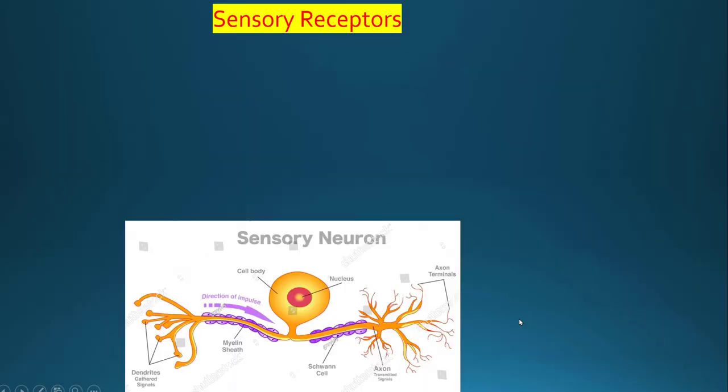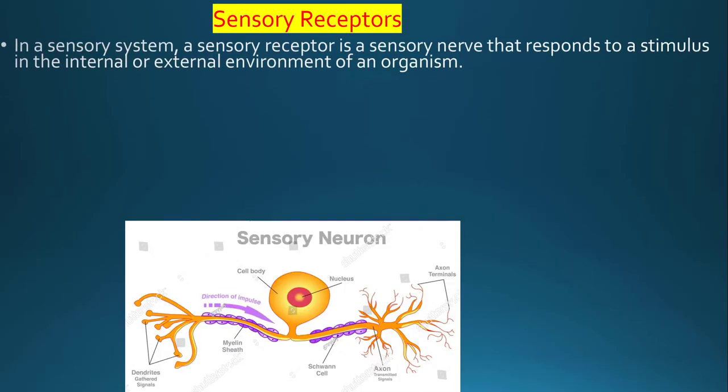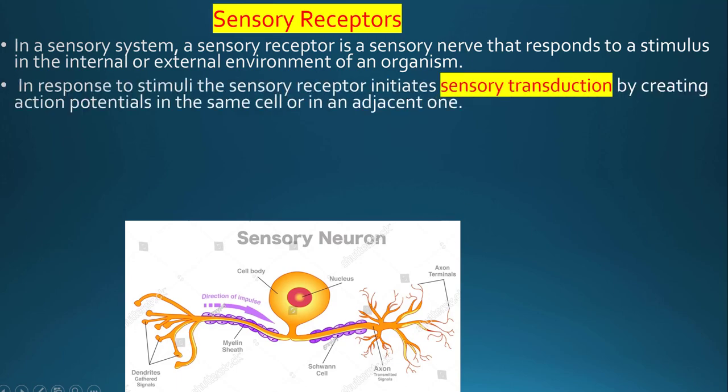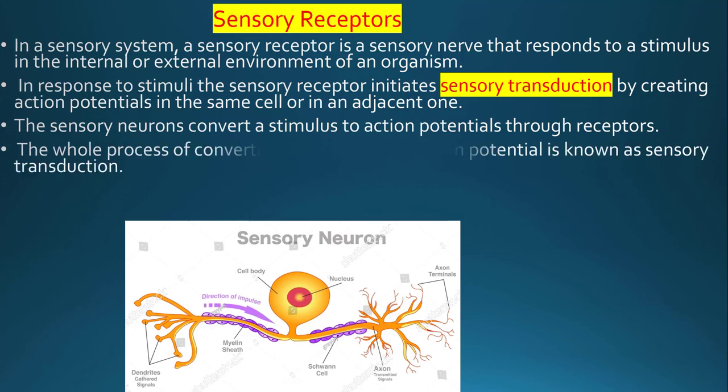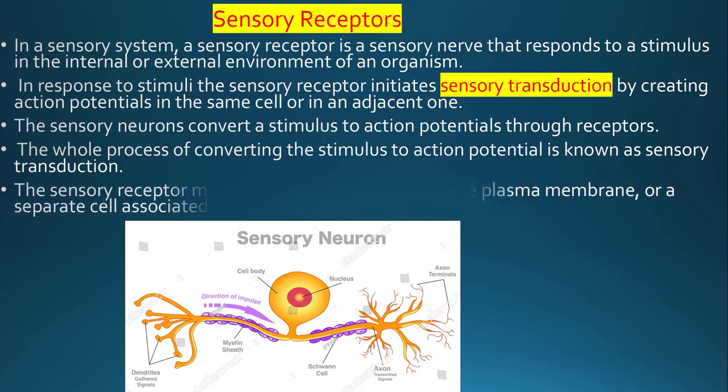Sensory receptor. In a sensory system, a sensory receptor is a sensory nerve that responds to a stimulus in the internal or external environment of an organism. In response to stimuli, the sensory receptor initiates sensory transduction by creating action potential in the same cell or in an adjacent one. The sensory nerves convert a stimulus to action potential through receptors. The whole process of converting the stimulus to action potential is known as sensory transduction.